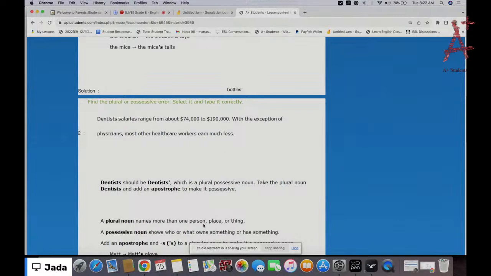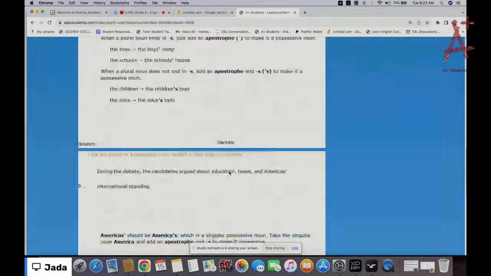So dentist should be dentists' because dentists shows that it's plural already. Remember that I said when the plural comes with an s, all you need to do is add the apostrophe after the s. So dentists' should be with the s and then the apostrophe, which is a plural possessive noun. Take the plural noun dentists and add an apostrophe to make it plural possessive. That's all.